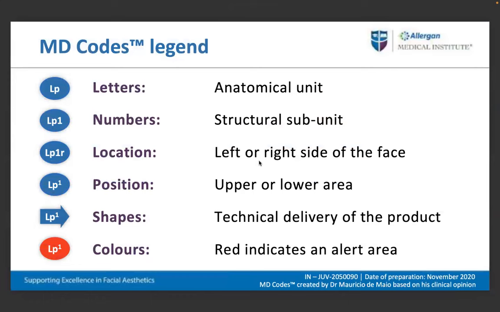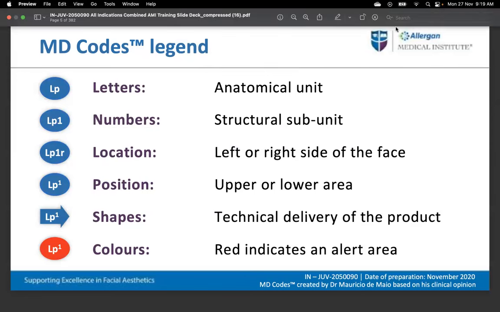Now, the letters represent the anatomical units. The numbers represent the structural subunit. The location is right or left, which we write with a small r. The position is upper or lower face. This slide deck I'll share with you so you can refer to it, or maybe you have it, then it is fine. The shapes represent the technical delivery of the product, like with cannula or needle. How do we place the product? The colors represent, for example, red zones, the zones where arteries are there.